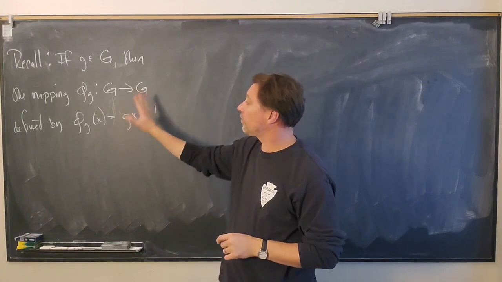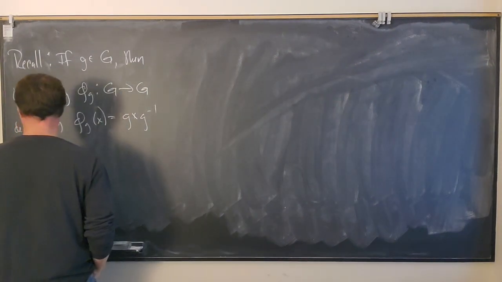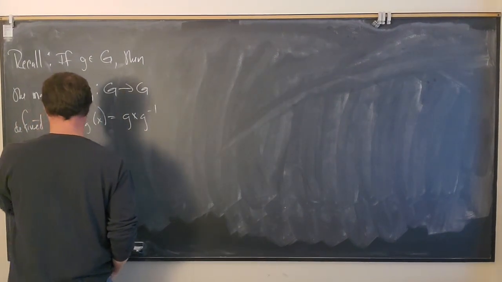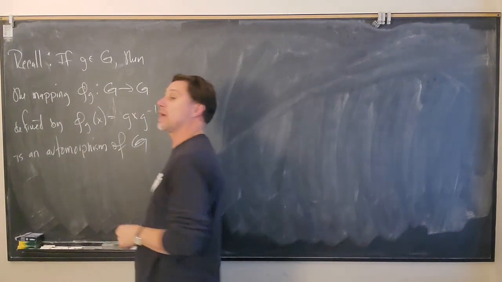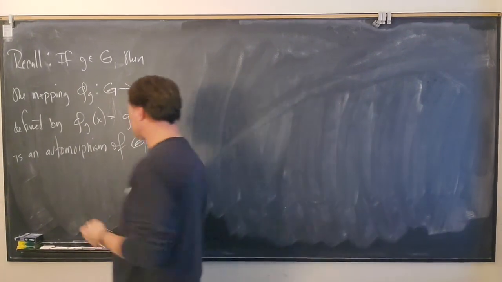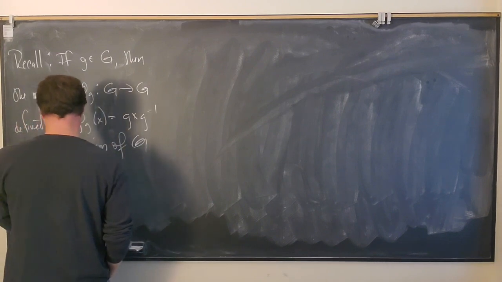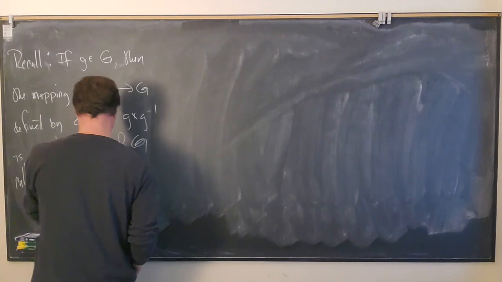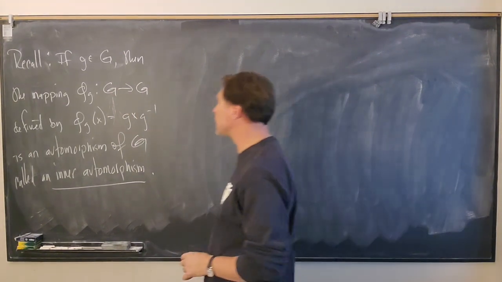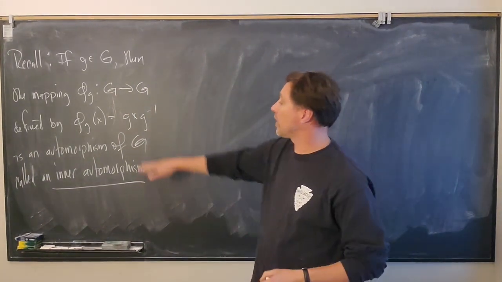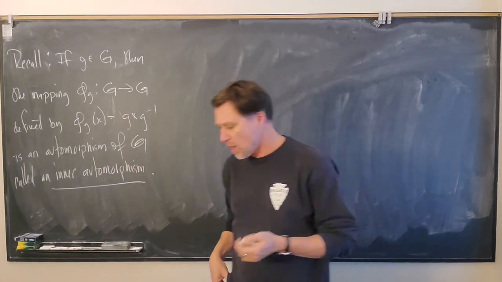And so this function, defined in such a way, is actually an automorphism of G. That means that it is an isomorphism from G to G, and it's called an inner automorphism. For a given group, there might be a whole bunch of automorphisms of G. Not all of them arise in this way. So this is a special type of automorphism. It certainly does not cover all possible automorphisms of a given group.